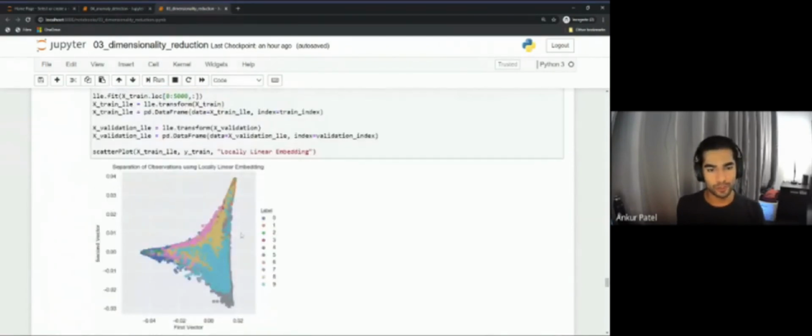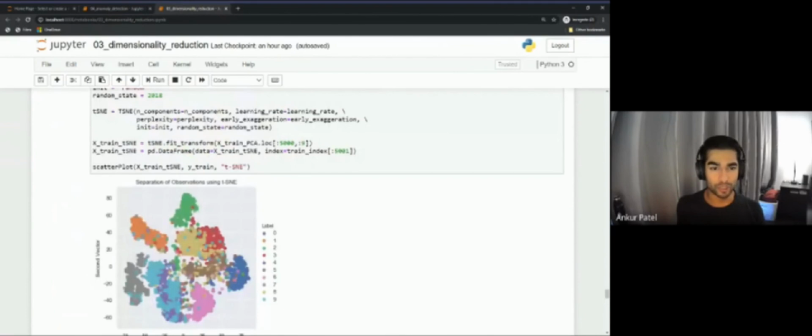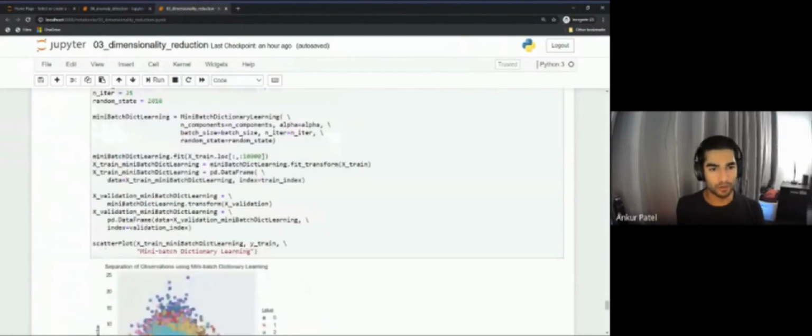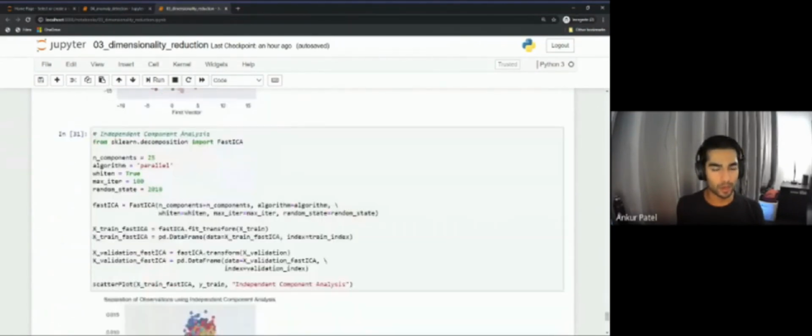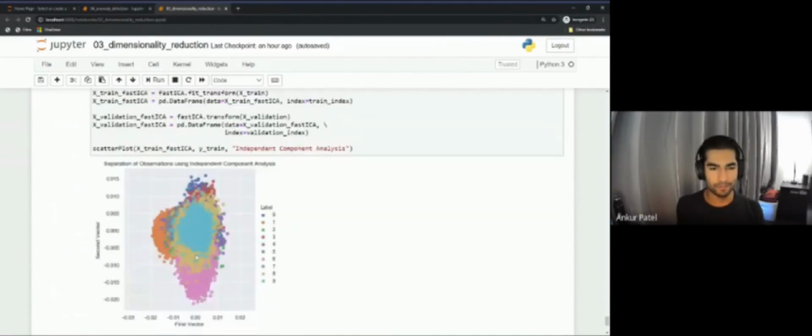This is also a very interesting approach, LE, which is commonly used in certain sets of problems in industry today. t-SNE, which you might also be familiar with, in some ways organizes the data as clusters, right? So it is able to find some of the clusters immediately. Dictionary learning, which we'll view in anomaly detection, and then independent component analysis.